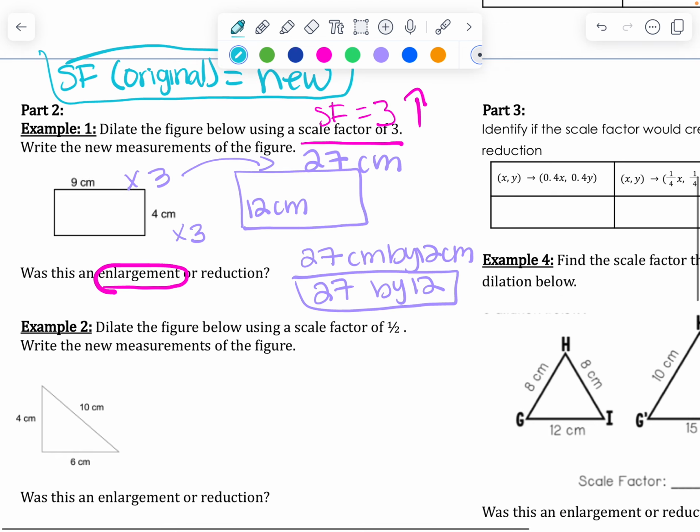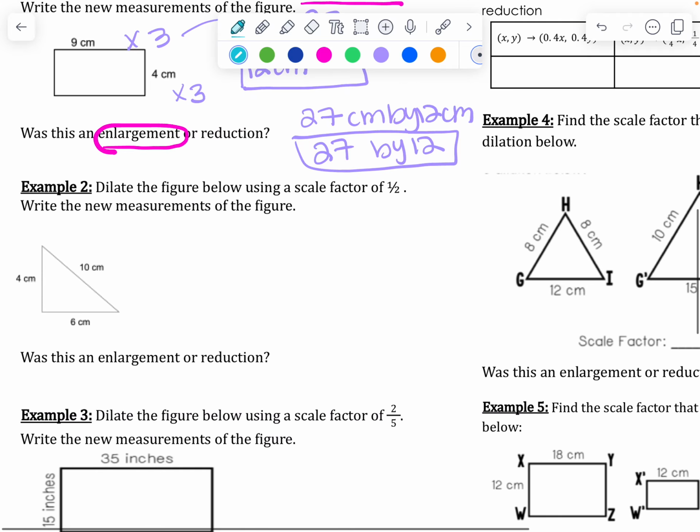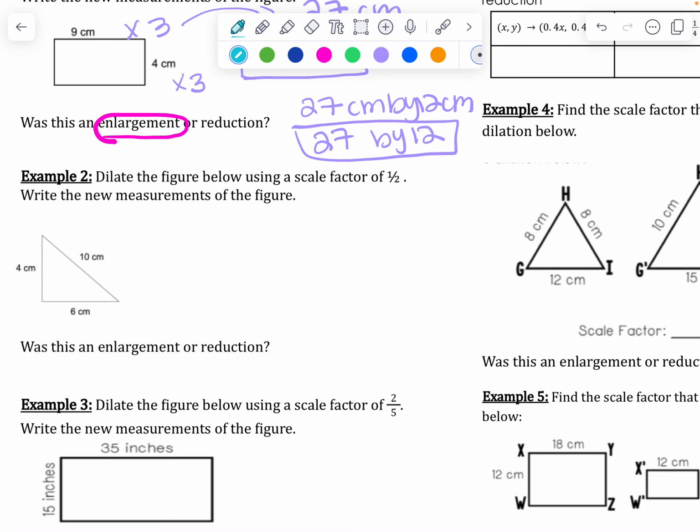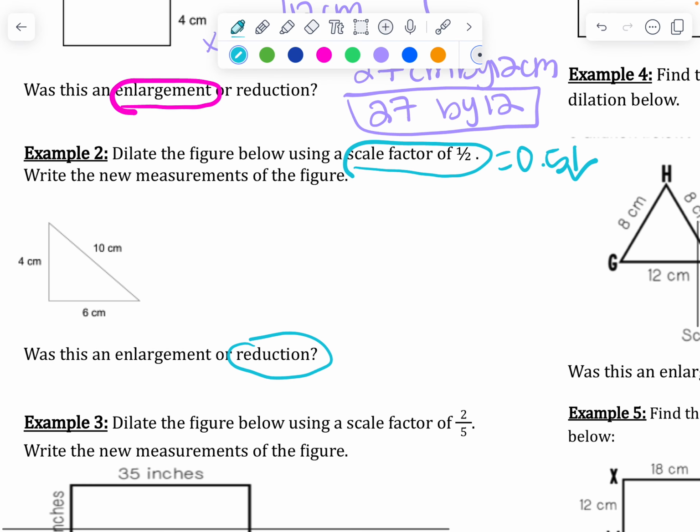All right, let's look at example 2. This time we're going to dilate by a scale factor of 1/2. We know that 1/2 is the same thing as 0.5. I know that number is smaller than 1, so I know that my new triangle is going to be a reduction. It's going to be a little smaller. Because I know it's going to be smaller, I'm going to draw a smaller triangle.